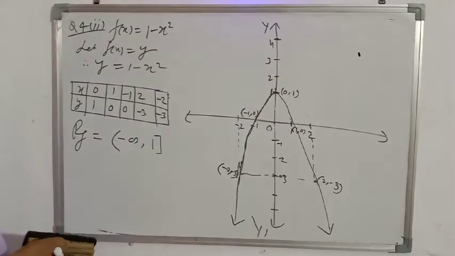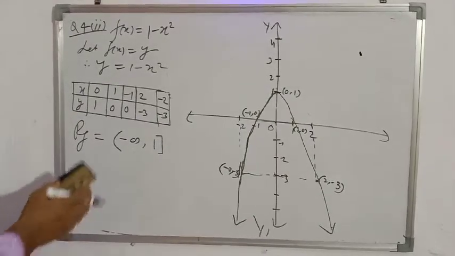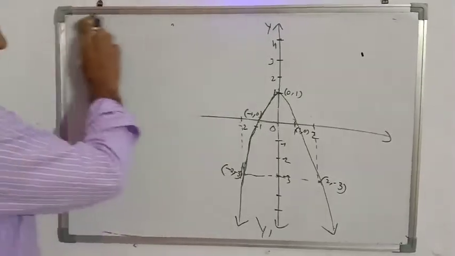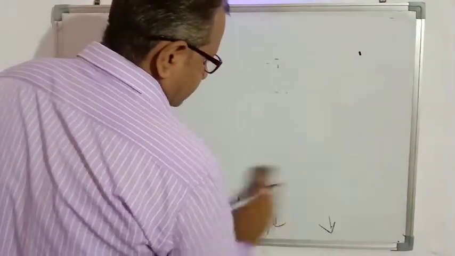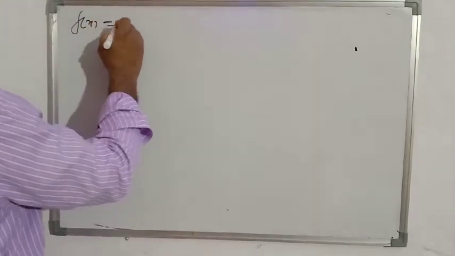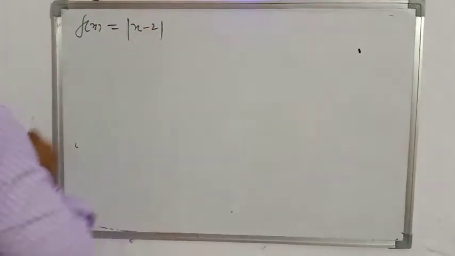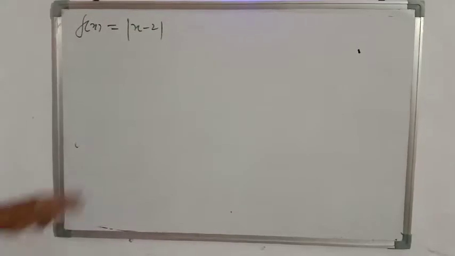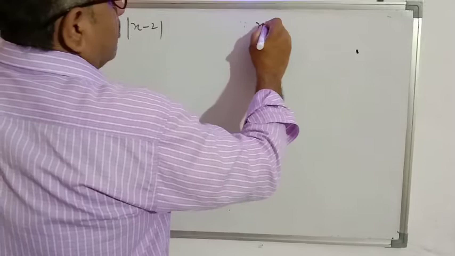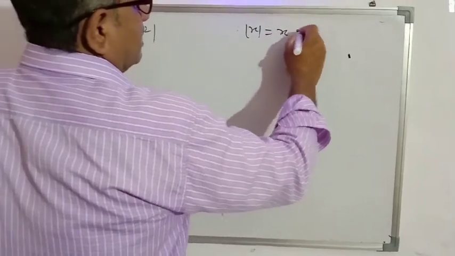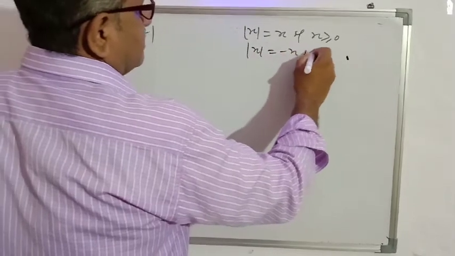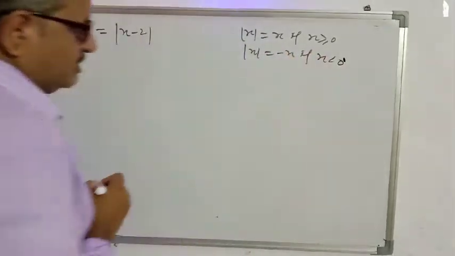Now we will see how we can plot the graph of a modulus function. Suppose f(x) = |x - 2|, we have to plot its graph. We know that mod of x is equal to x if x is greater than or equal to 0, and mod of x is equal to minus x if x is less than 0.